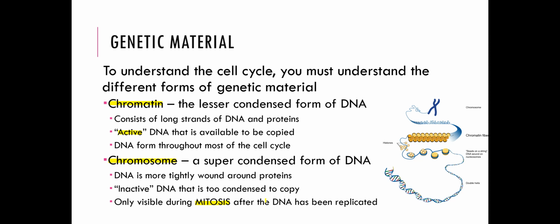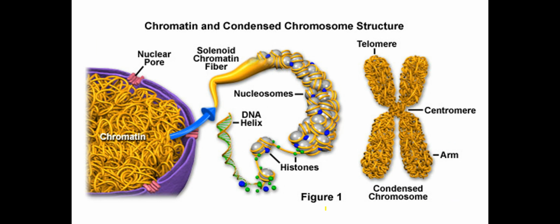And what happens is the DNA gets super tightly wound around those proteins, and it forms a very condensed structure called a chromosome. Now, this is what we would consider inactive DNA because it's so tightly wound that those enzymes and proteins can't get in there to copy it. So we only see these during the division stages, and by the time we see it, the DNA has already been replicated. So this is where I get that noodle form terminology. So here's my chromatin inside the nucleus. It super condenses around those histones, and it forms the more compact condensed chromosome.